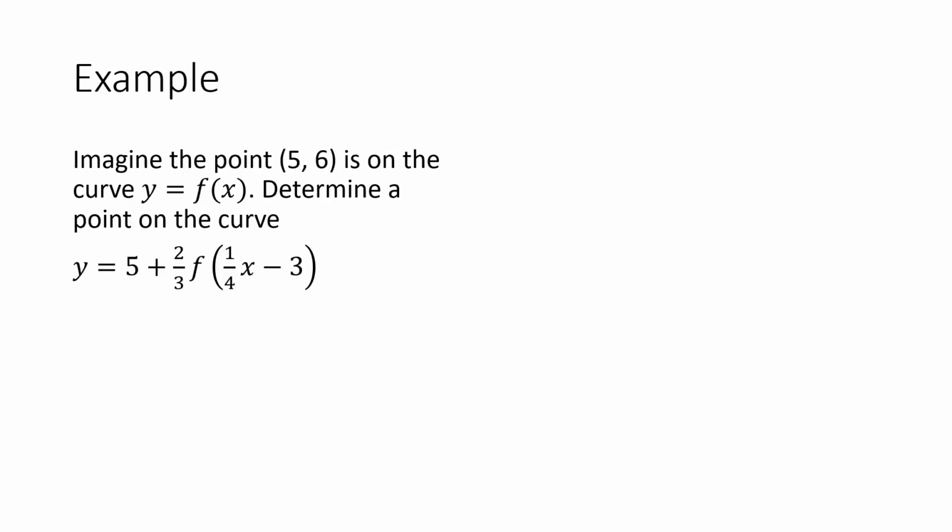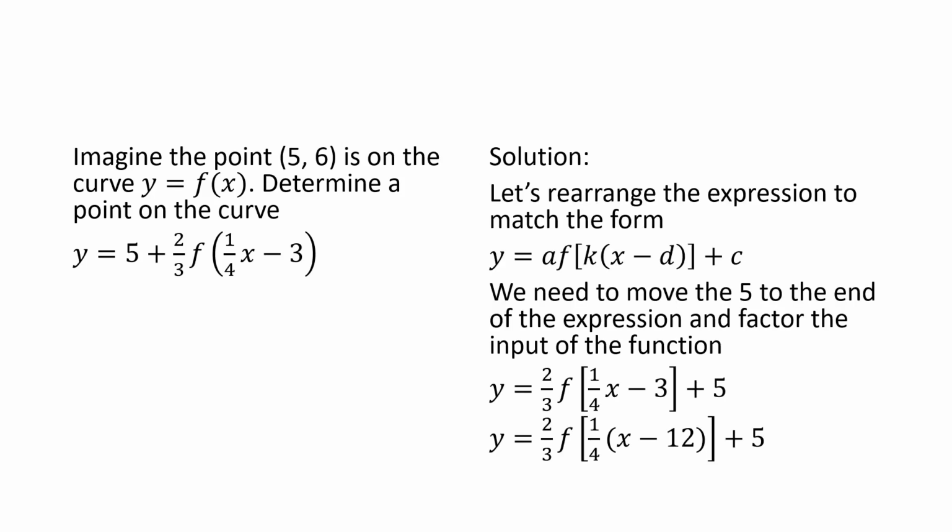Imagine the point (5, 6) is a point on the curve y equals f of x. Well, if we want to determine a point on the curve y equals 5 plus 2/3 f of 1/4 x minus 3, we're going to have to do a few steps. First of all, we're going to rearrange the expression to match the form y equals af of k(x minus d). So first things first, we take that 5 and move it over, and that'll give us 2/3 f of 1/4 x minus 3 plus 5.